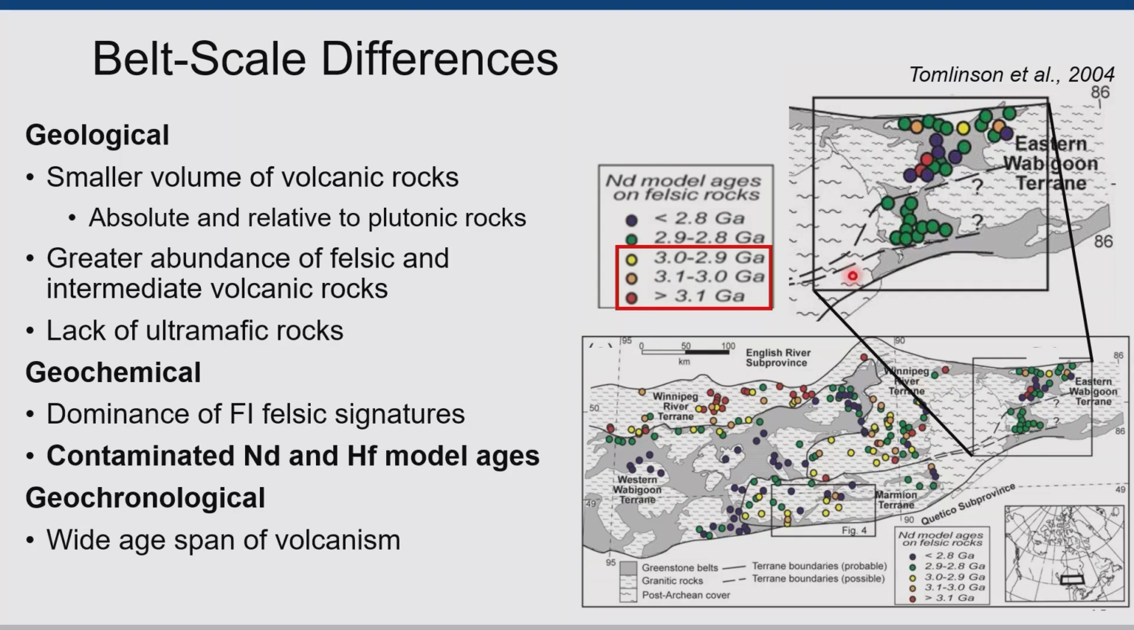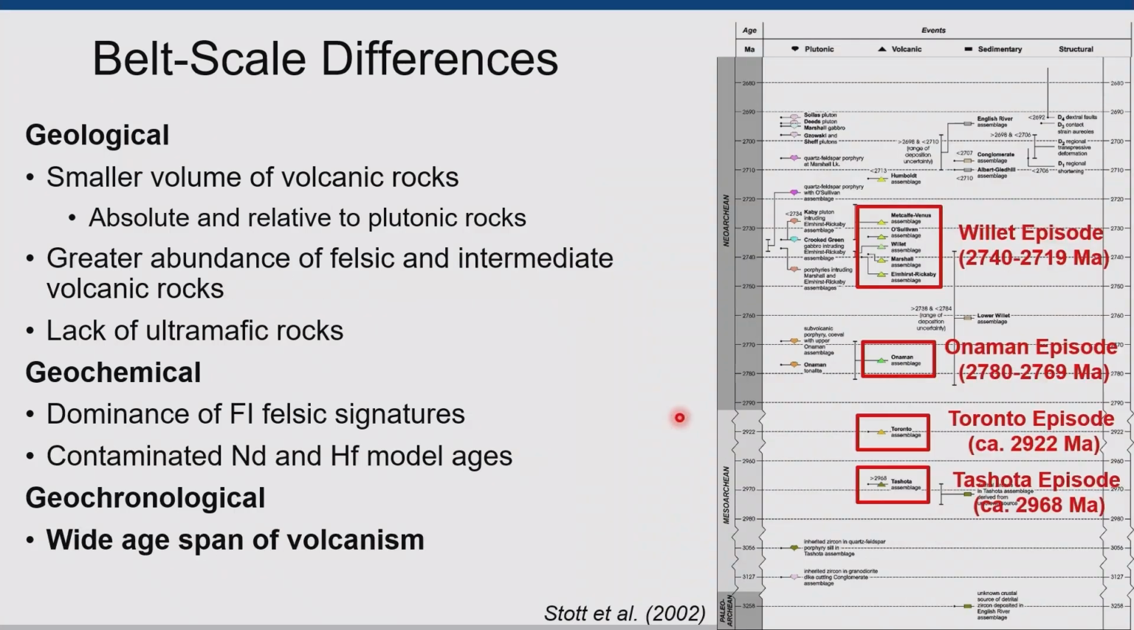And finally, we actually do have a wide age span of volcanism. So this is just sort of hammering these together into rough informal episodes. You don't need to pay attention too much to the detail, but what I want you to notice is the time scale here. We have inherited zircons in the Paleoarchean. We've got several episodes in the Mesoarchean, and then we've got 2 separate episodes in the Neoarchean. So this is a wide age span of volcanism, prolonged crustal development over a long period of time. And this is very different from an area like the Eastern Abitibi, in which most of the rocks are formed in a very short period of time.